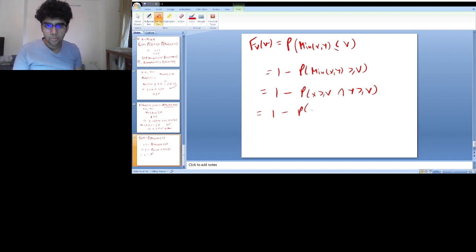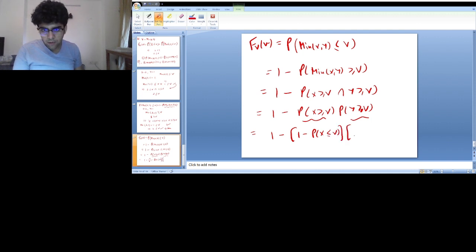So this gives me P of x greater than equal to v and P of y greater than equal to v. Now I can write this term as 1 minus P of x less than equal to v, and this term as 1 minus P of y less than equal to v, which means 1 minus F of x, again the CDF of x when my point is v, into my CDF of y when my point is v.